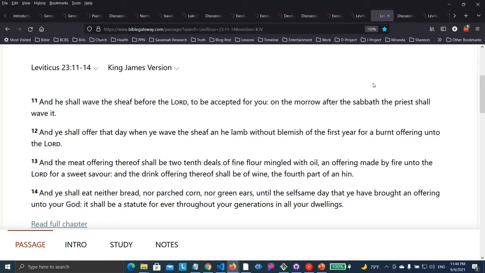And the meat offering thereof shall be two tenths of an ephah of fine flour mingled with oil, an offering made by fire unto the Lord for a sweet savor. And the drink offering thereof shall be of wine, the fourth part of a hin. And you shall eat neither bread, nor parched corn, nor green ears, until the selfsame day that you have brought an offering unto your God. It shall be a statute forever throughout your generations in all your dwellings.